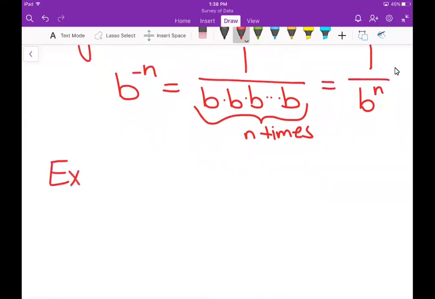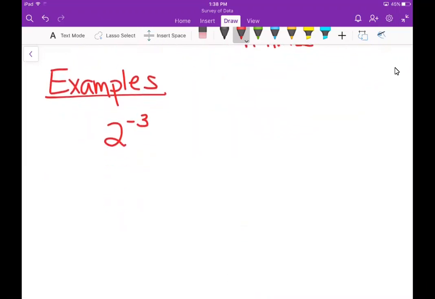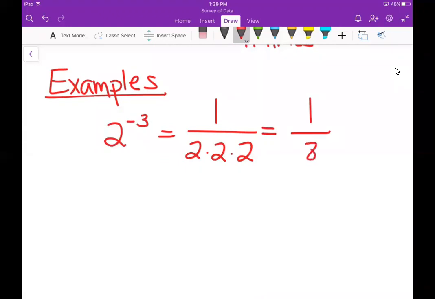So your first one here, can you tell me what you would get if you had 2 to the -3 power? Write it out. This means 1 over 2 multiplied together 3 times. That means we have 1 over 8. A positive number since our base was positive.